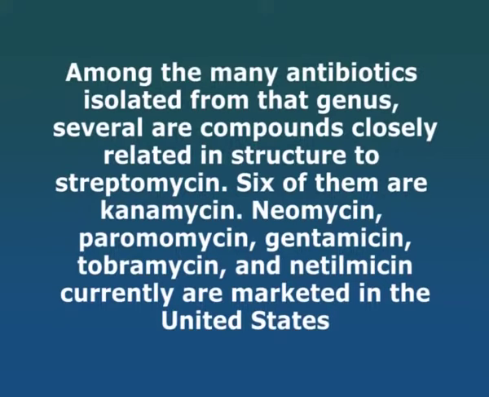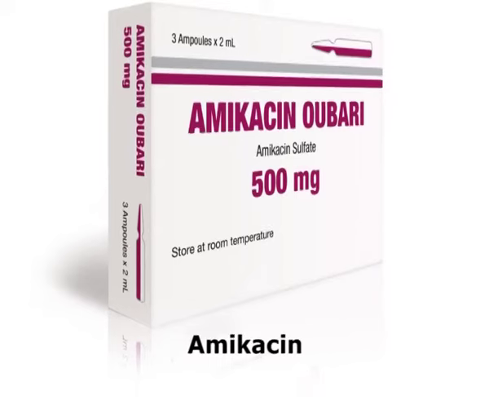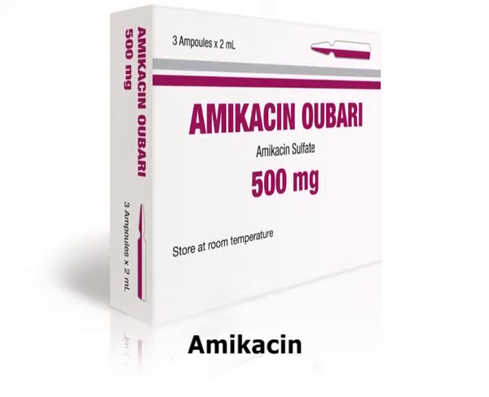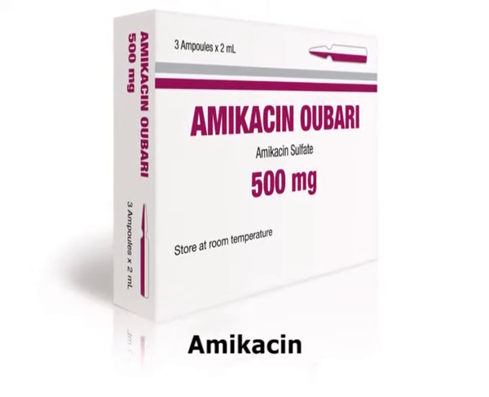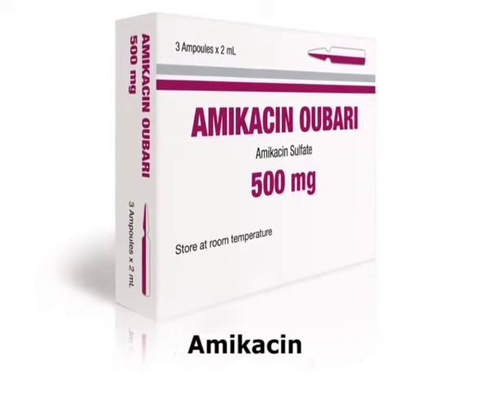Among the many antibiotics isolated from that genus, several are compounds closely related in structure to streptomycin. Six of them are kanamycin, neomycin, paromomycin, gentamicin, tobramycin, and netilmicin, currently marketed in the United States. Amikacin, a semi-synthetic derivative of kanamycin A, has been added, and it is possible that additional aminoglycosides will be introduced in the future.